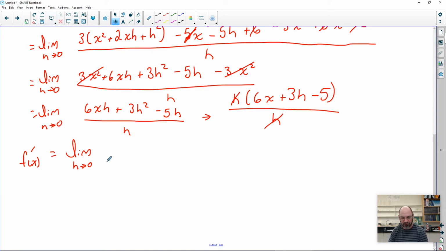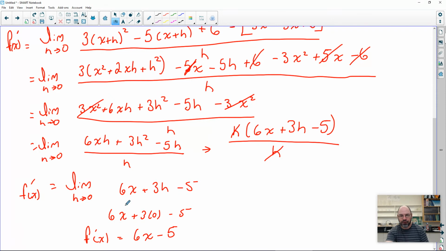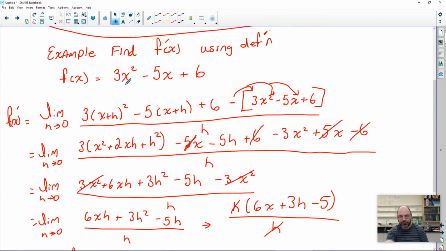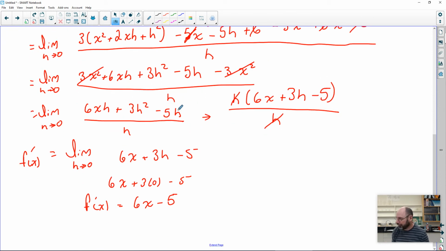We can't see it up there anymore because I moved it up too much. So this is going to be 6x plus 3h minus 5. Let's put a 0 in for the h: 6x plus 3 times 0 minus 5. So our derivative, f prime of x, equals 6x minus 5. And that's our derivative for the original equation all the way up here, 3x squared minus 5x plus 6. And there we go.